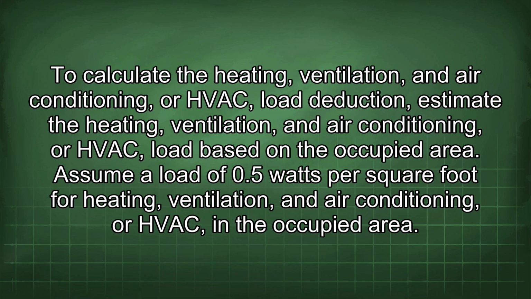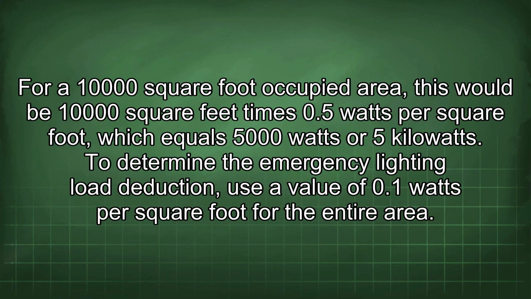Estimate the HVAC load based on the occupied area. Assume a load of 0.5 watts per square foot for HVAC in the occupied area. For a 10,000 square foot occupied area, this would be 10,000 square feet times 0.5 watts per square foot, which equals 5,000 watts or 5 kilowatts.